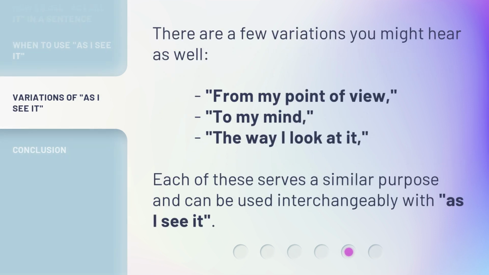There are a few variations you might hear as well. From my point of view, to my mind, the way I look at it, each of these serves a similar purpose and can be used interchangeably with, as I see it.